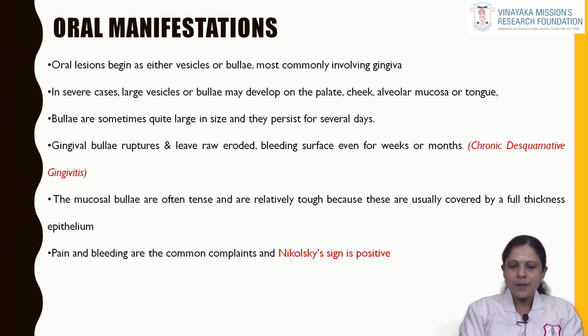Bulla are quite large when compared to bullous pemphigoid and they may persist for several days. The mucosal bullae are often tense because of the full thickness of epithelium covering over it, and pain and bleeding are common complaints in these patients. Nikolsky's sign is positive, which is similar to pemphigus vulgaris. Here also we can see Nikolsky's sign has been positive.